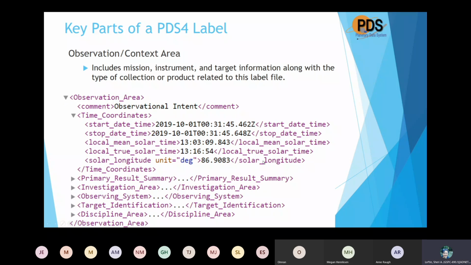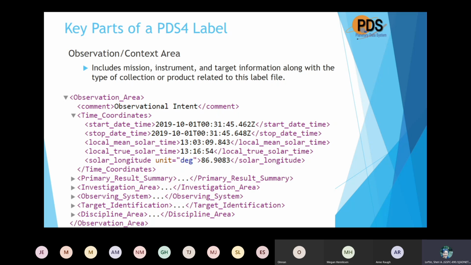And this is the big area. This is particularly an observational file, so it's not going to be the same for every type of label file, but this is where you're going to get a lot of information. It looks scary because I could expand all these out and they would have lots and lots of information. But one thing to keep in mind is that a lot of this is going to be repeated. Sections such as the primary results summary, the investigation area, and the observing system are probably going to have the same information across this entire collection.